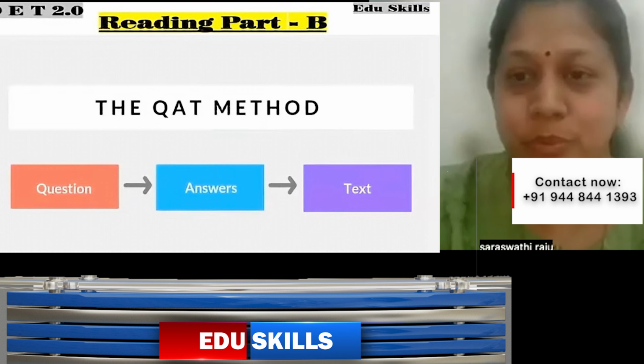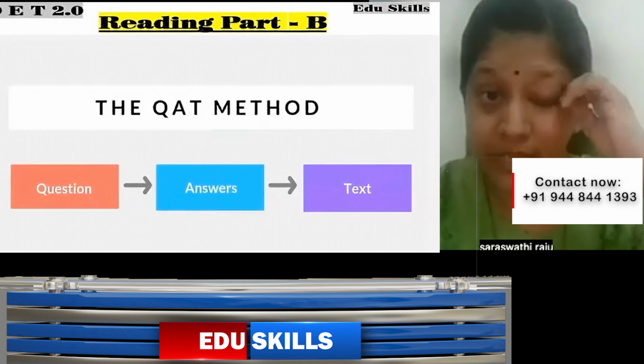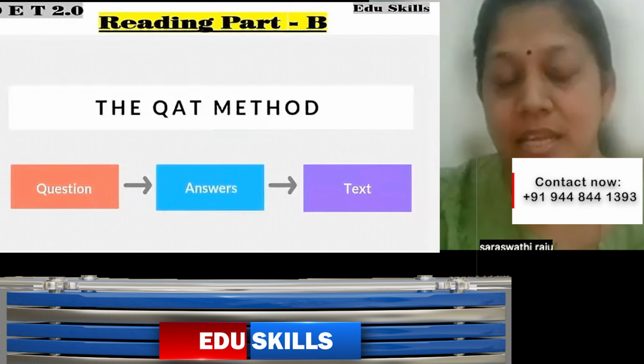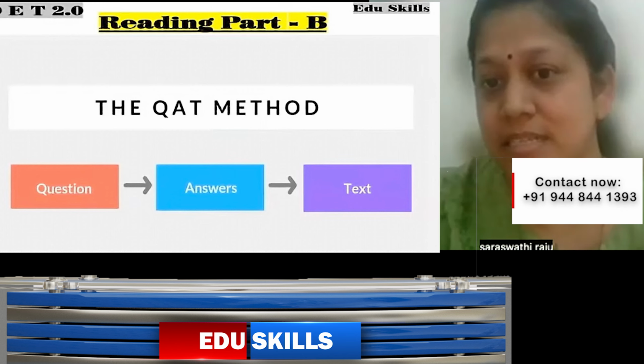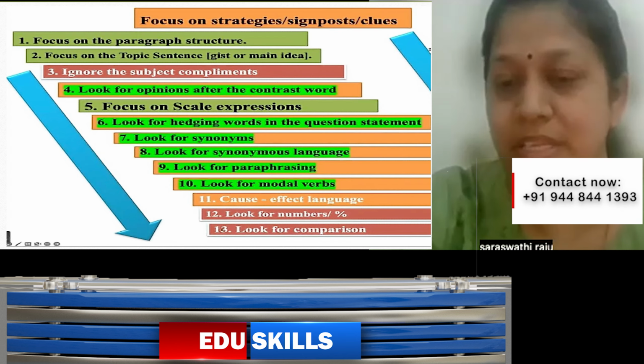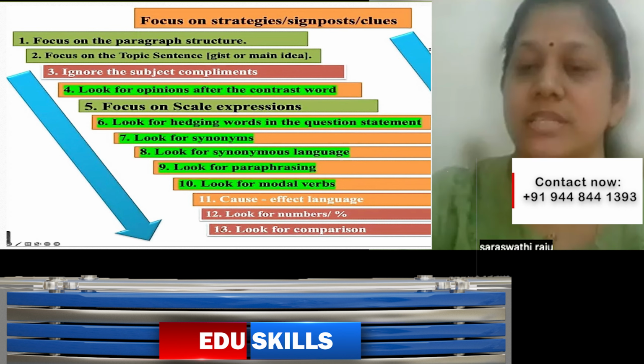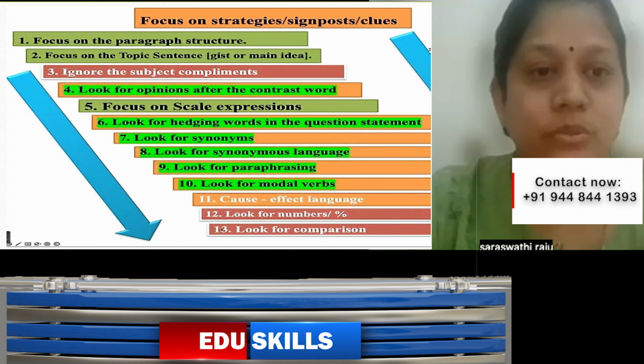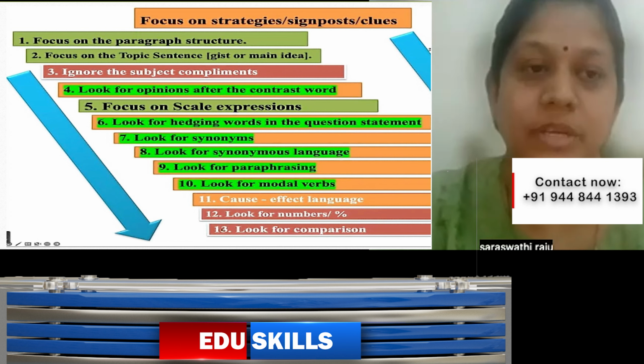Yes, okay, we can start. Thank you. So we have reading Part B. Our method is the QAT method, that means question, answer, and text. What are the strategies or signposts or clues we have to see in the text?